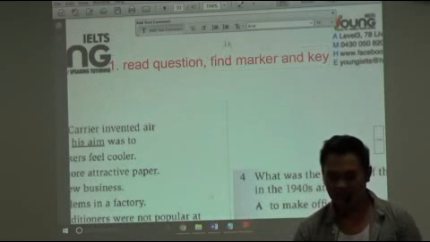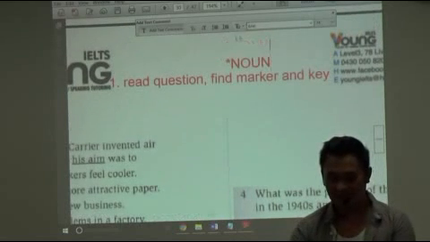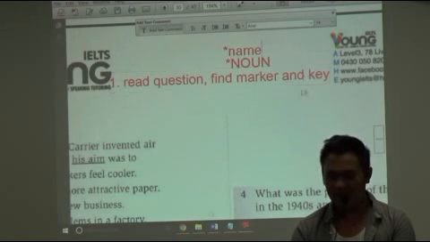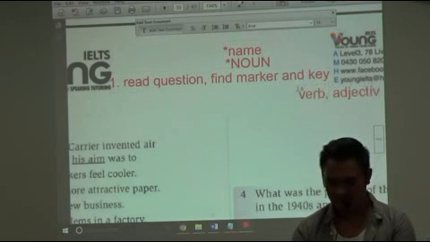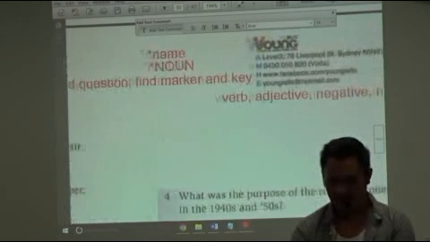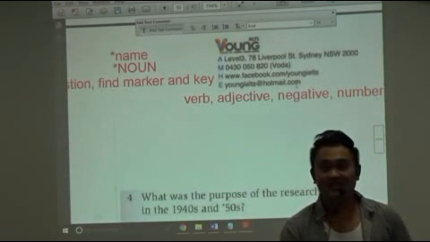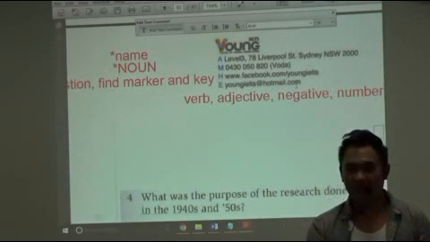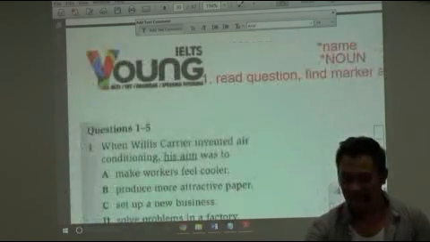So what is a marker? Everybody say marker. Your markers are your nouns. And what's another marker? Name. Good. Number 2, you need to find your key. What is a key? Verb, adjective, negative, and numbers. Isn't it? These will be very important later when we're answering. Everybody say keyword. Verb, adjective, negative, number. Good. All right, let's go and have a look at question number 1.